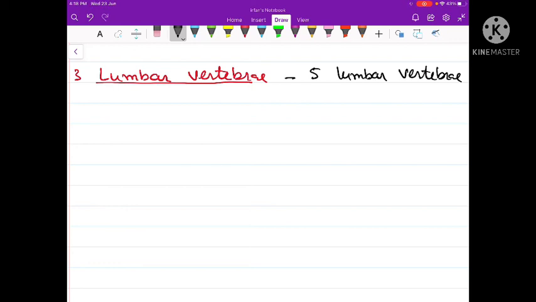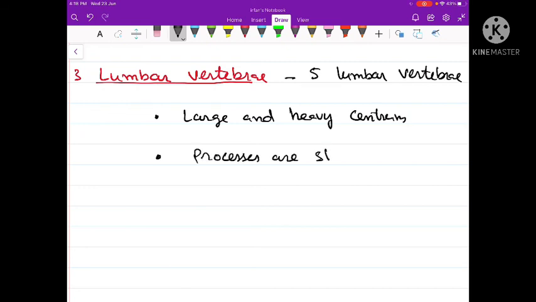These vertebrae have large and heavy centrum, and the processes are comparatively short. So these will be having all the processes, all the typical structures of a vertebra. But in case of lumbar vertebrae, they will be having comparatively large and heavy centrum, number 1. And number 2 unique feature of these vertebrae is that their processes will be comparatively shorter. So they will have short processes. So this was about the lumbar vertebrae.